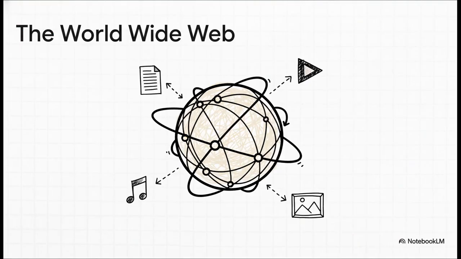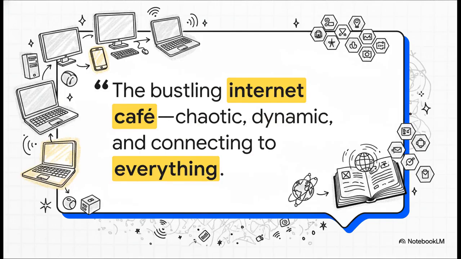And then there's the big one, the World Wide Web. This is, you could argue, the most mixed-up, heterogeneous repository of data that has ever existed. It's a massive, kind of chaotic, interconnected web of documents, videos, music, you name it, all linked by URLs, and it's constantly growing and changing. Think of this as the bustling internet cafe right in the library's lobby. It's a little chaotic, it's constantly buzzing with new information, and it connects you not just to the library's own resources, but to the entire world outside.